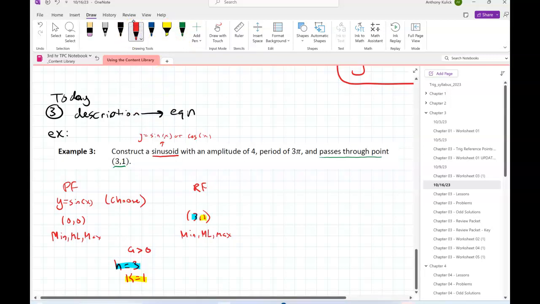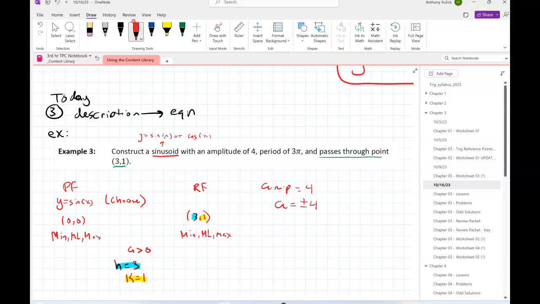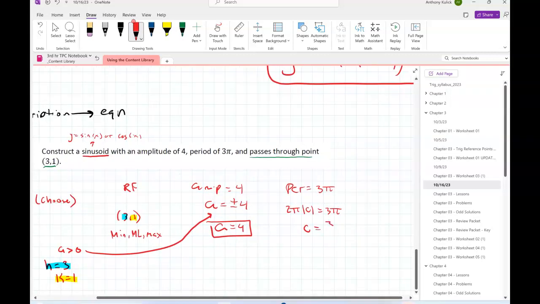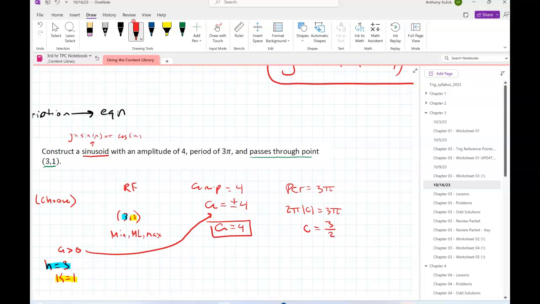So I just need to figure out the rest of A and then C, correct? I know the amplitude is 4, which tells me that A is plus or minus 4. But since A is positive, I know that it has to be plus 4. And then we're told the period is 3 pi. I remember the period is 2 pi times the absolute value of C. So if I solve this for C, I divide both sides by 2 pi. And then I'm always going to select C to be positive.